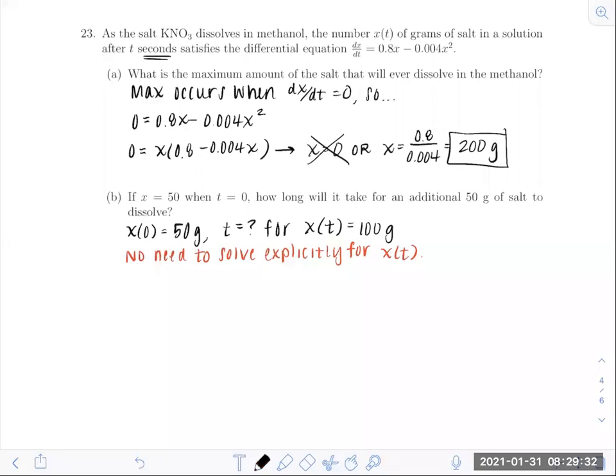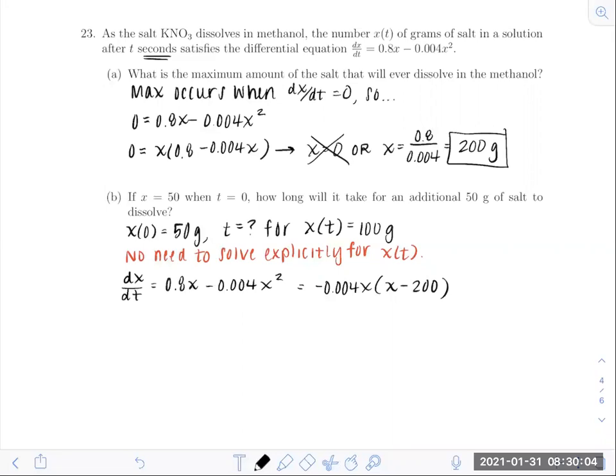All right, so let's go ahead and take a look here. Recall that our differential equation is dx/dt equals 0.8x minus 0.004x squared. And just to make things a little bit cleaner, I'm going to go ahead and factor out a negative 0.004x because I don't like dealing with all of those decimals everywhere. So if I factor that out, that's going to leave me with an x minus 200.